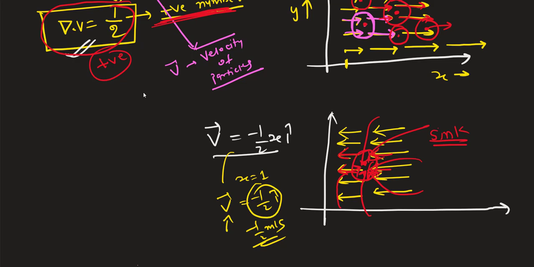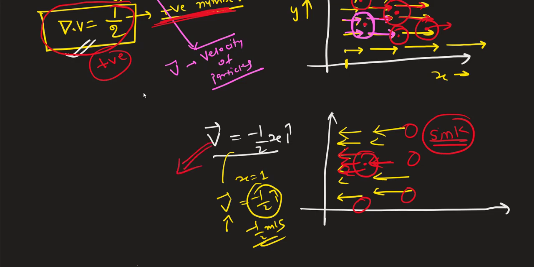Now I have made this from a different direction. This is not true, because here the vector is pointing only in the minus x direction. That simply means more particles are coming from the right side and fewer particles are going into the left side. That means this point is like a sink, and that is the meaning.